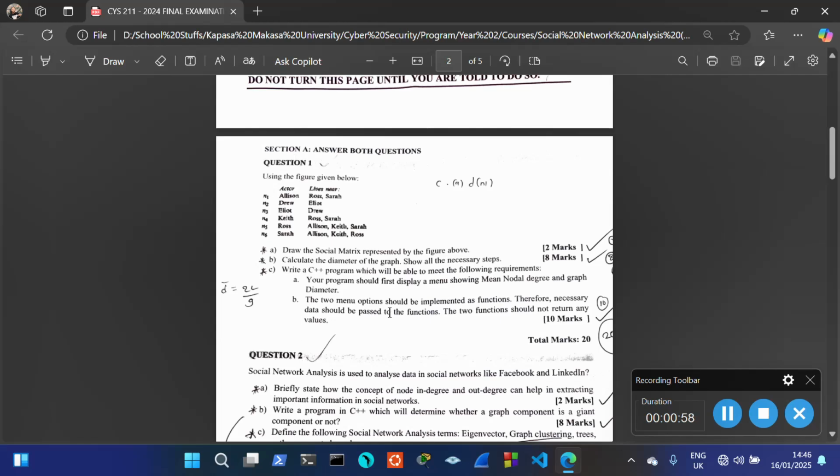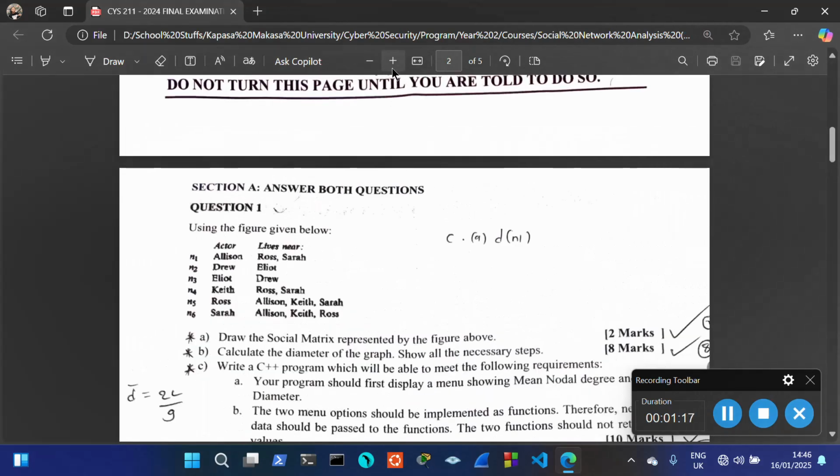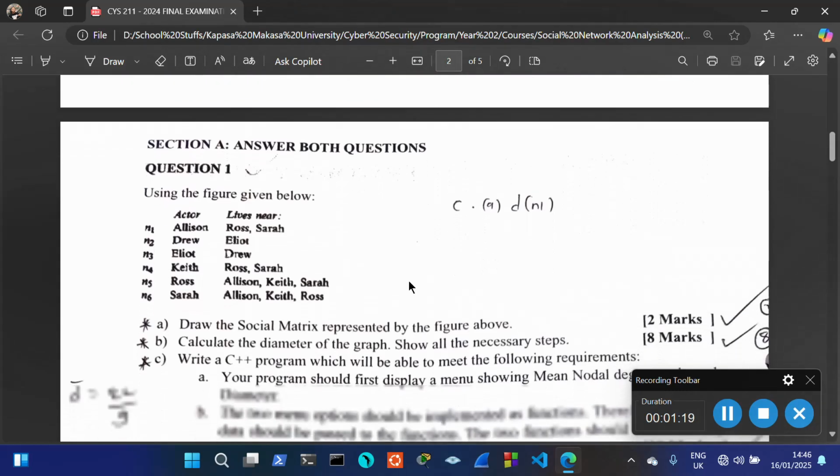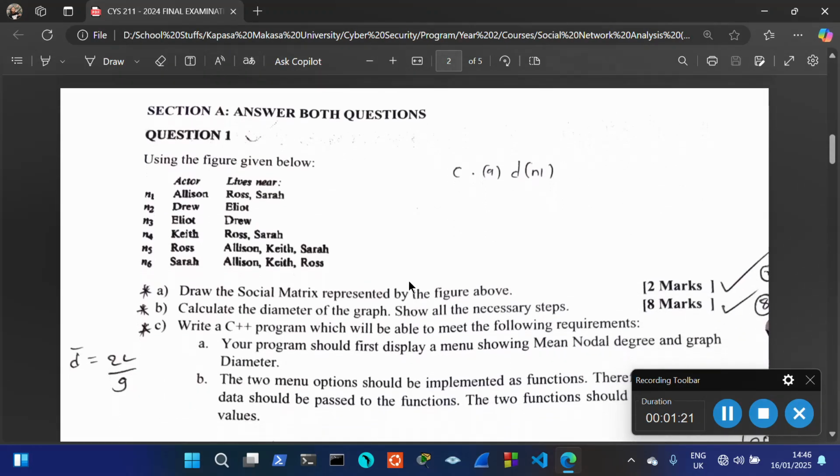Okay, so using the figure given below, draw the social matrix represented by the above figure. So I'll be assuming that we don't have a clue about what's happening, so I'll be explaining everything in detail, okay? So the first thing they're telling us is that we are given this figure, okay?